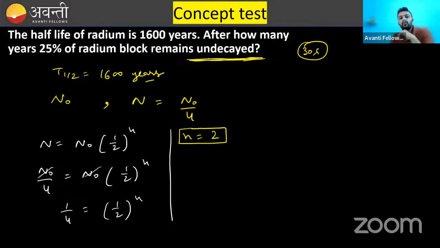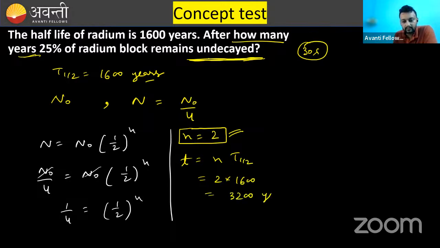If n is going to be 2, what are they asking? After how many years? So the number of half-lives was 2. They are asking the total time. So I have told you total time is equal to n into T half. 2 into T half, which is 1600, that is 3200 years.